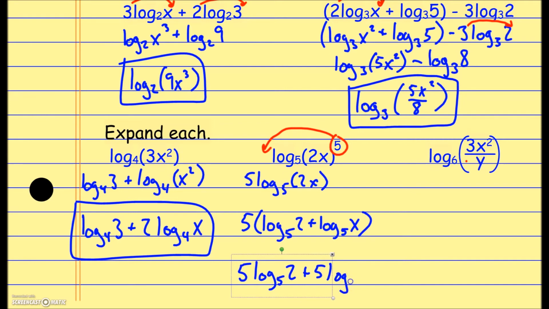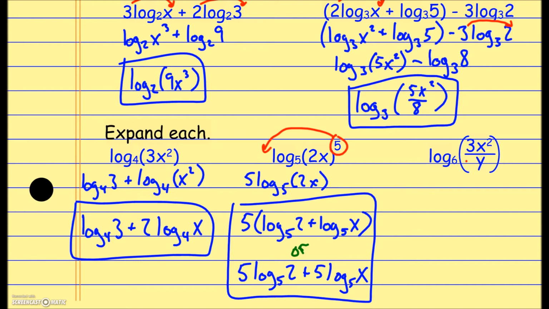And some of you, as you get really comfortable with these and do more than one step at a time, are probably just going to apply that exponent of 5 to everything and go right to this answer down here. But I would accept either one, either leaving the 5 on the outside or distributing it to each. And then the last one, here I'm going to split this division up first, so I'm going to split up the division into subtractions. That's going to be log base 6 of 3x squared minus log base 6 of y.